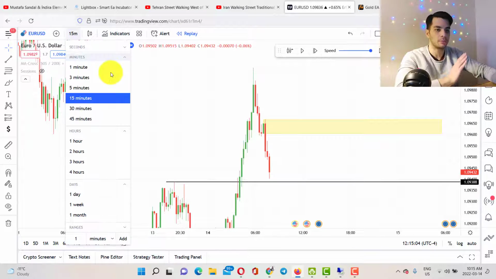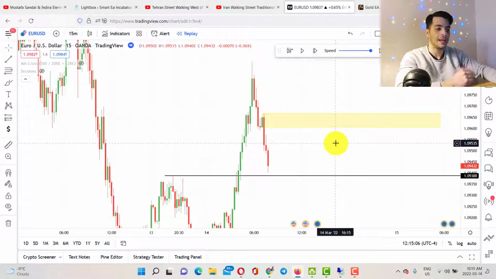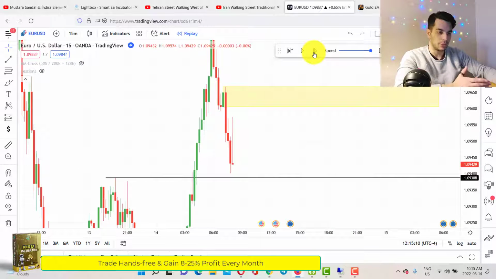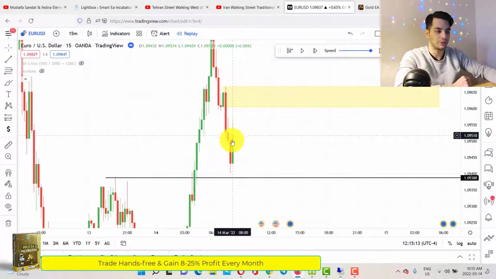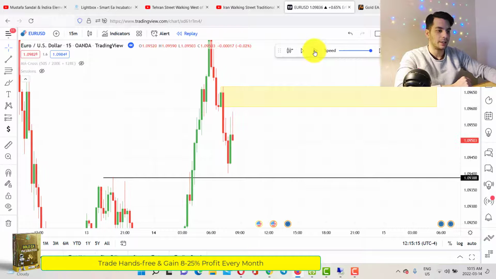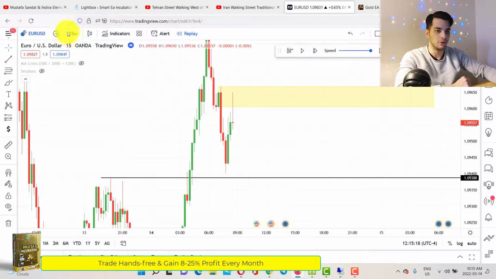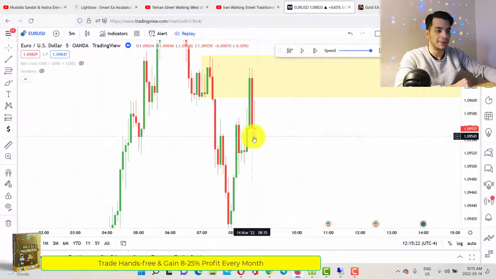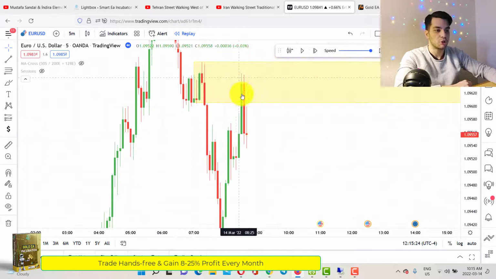So I'm just waiting for the price to come back and tap into this level, and if it gives me bearish momentum, I'm going to take my sell. And what happened was we had a bullish engulfing candle here, and then after that it literally tapped into this level. So I switched my time frame to 5 minutes immediately, and then I noticed that we have a bearish engulfing candle right after the price tapped into this level.